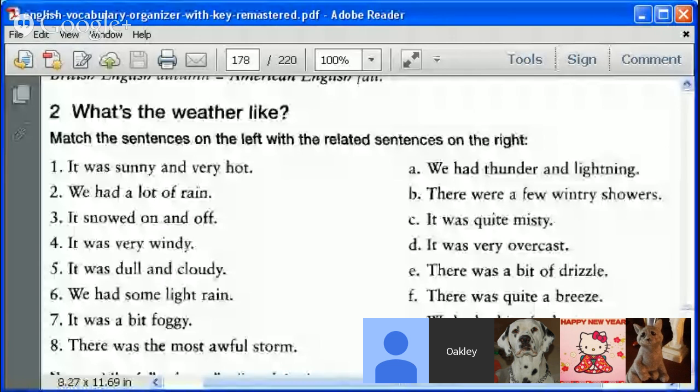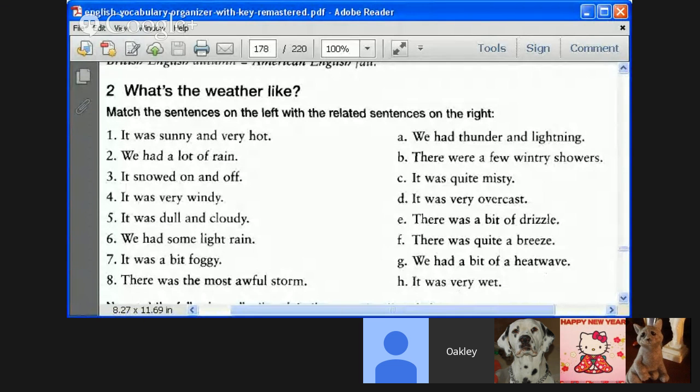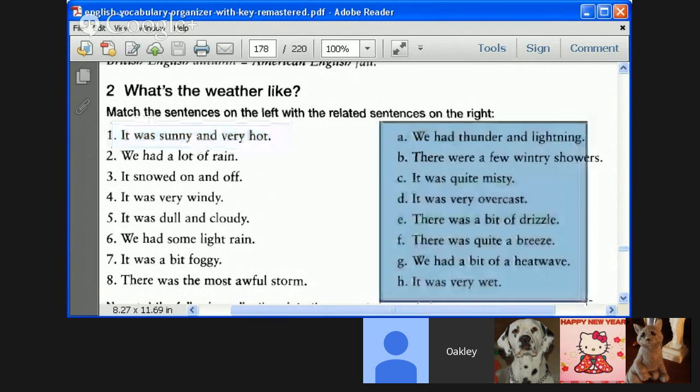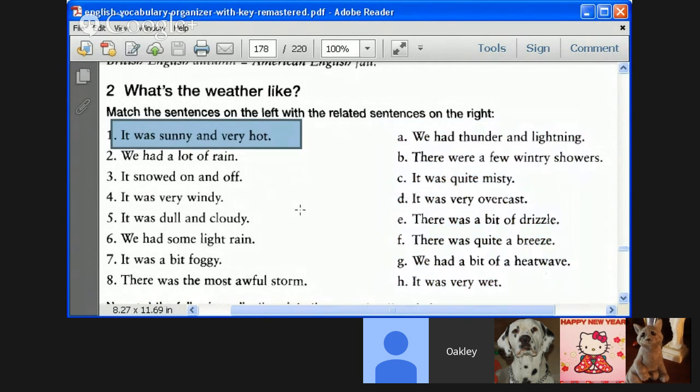So let's get to some more specific vocabulary to talk about weather. I'm going to do a screen share. We're going to do some exercises together. All right, Heidi, what we're going to do is match the sentences on the left with the related sentences on the right. So which sentence A, B, C, D, E, F, G probably most relates closely to this sentence?